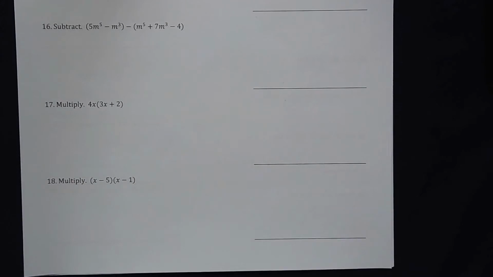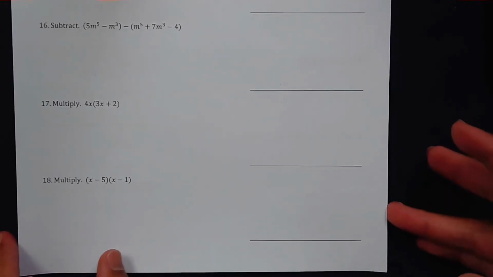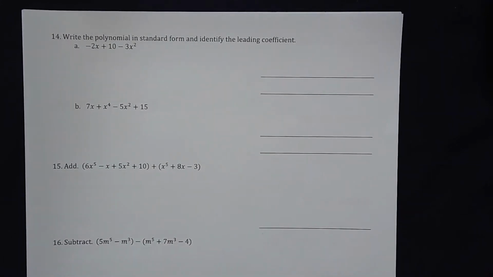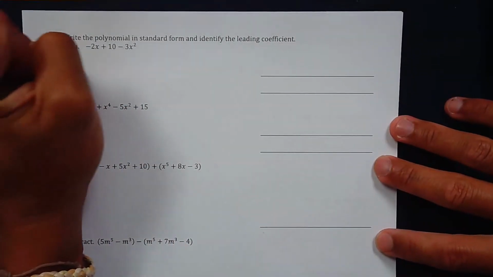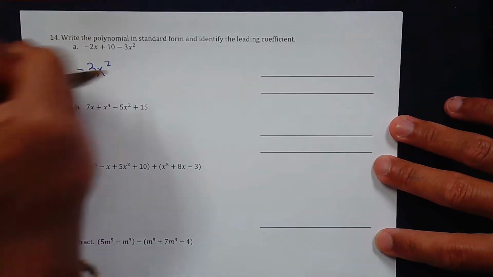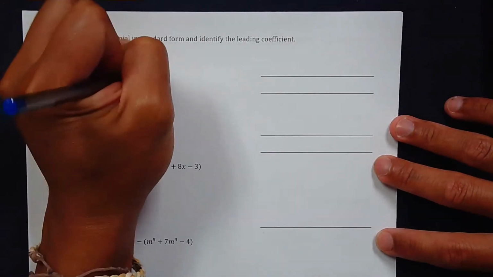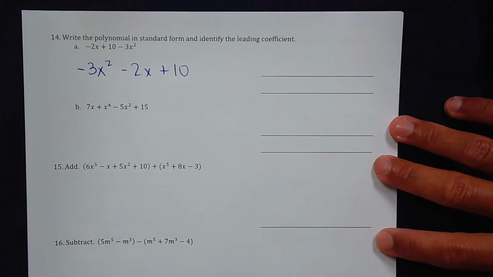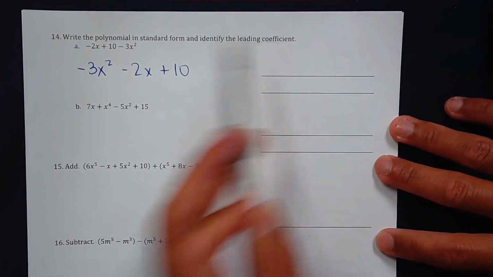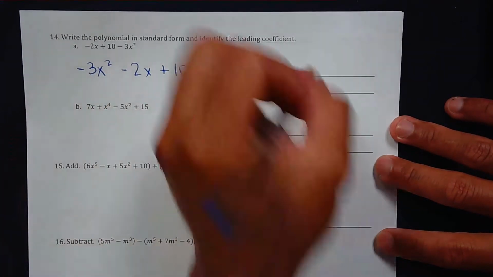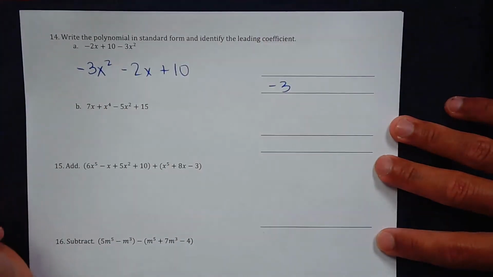All right, 1 page done. That's a plus. Almost getting there. Okay, 14, write the polynomial in standard form and identify the leading coefficient. So standard form, we write in order from the greatest exponent to the least. So negative 3x squared minus 2x plus 10. The leading coefficient, that's literally the first number. Remember, coefficient means the number in front of the variable. So our first number is negative 3.